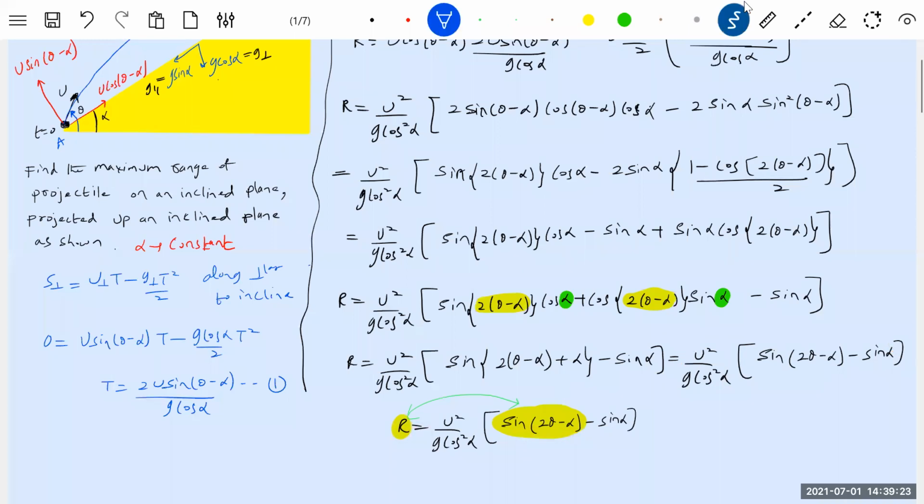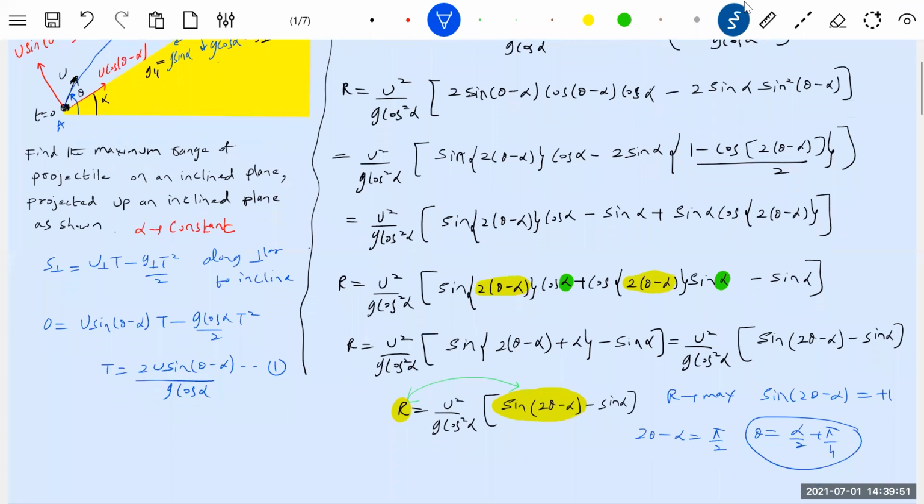So the condition we are going to bring is: R will be maximum when sine of 2 theta minus alpha is equal to +1. For sine of 2 theta minus alpha equal to 1, 2 theta minus alpha should be equal to pi by 2. So the required angle is theta equal to alpha by 2 plus pi by 4. If the angle of projection is this much, then the range is going to be maximum.